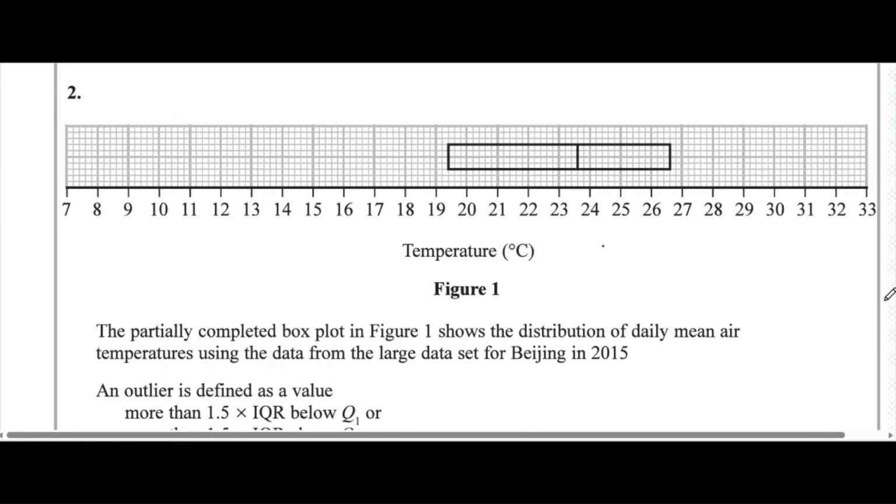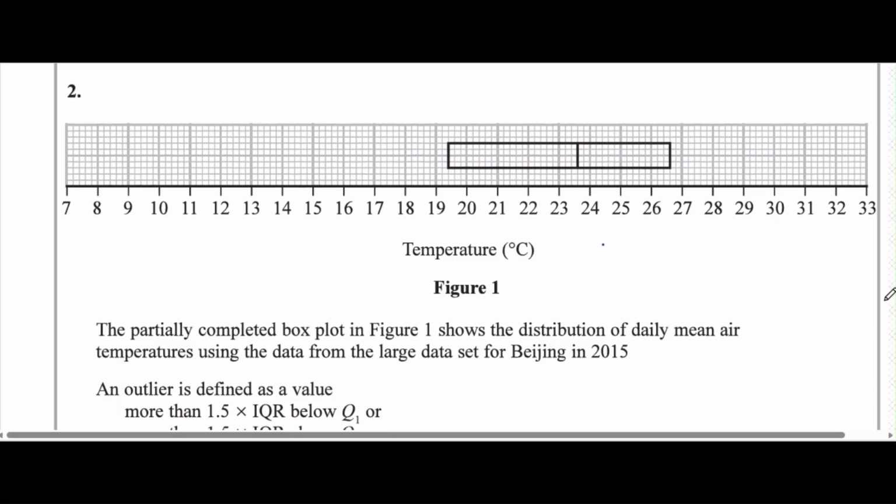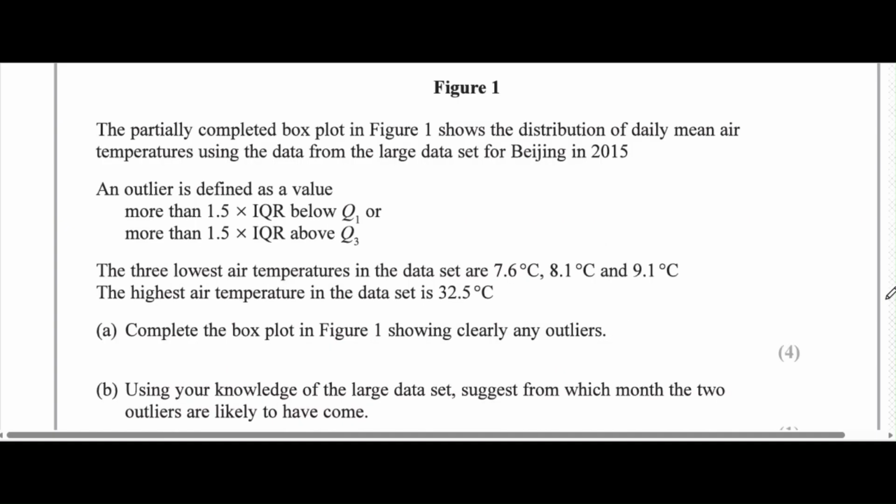Question 2. The partially completed box plot in figure 1 shows the distribution of daily mean air temperatures using the data from the large data set for Beijing in 2015. An outlier is defined as a value more than 1.5 times the IQR below Q1 or more than 1.5 times IQR above Q3. The 3 lowest air temperatures in the data set are 7.6 degrees centigrade, 8.1 degrees centigrade, and 9.1 degrees centigrade. The highest air temperature in the data set is 32.5 degrees centigrade. Complete the box plot in figure 1 showing clearly any outliers.